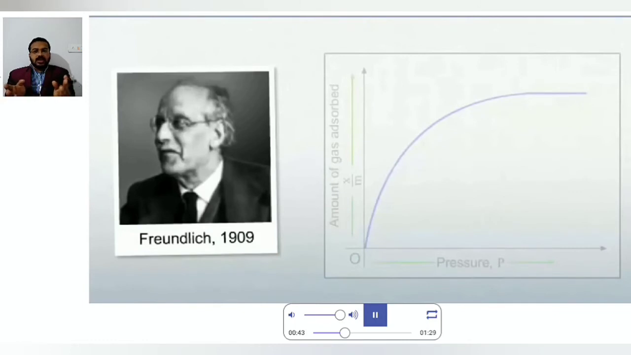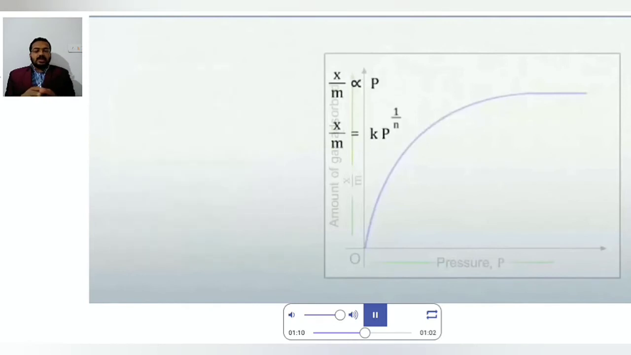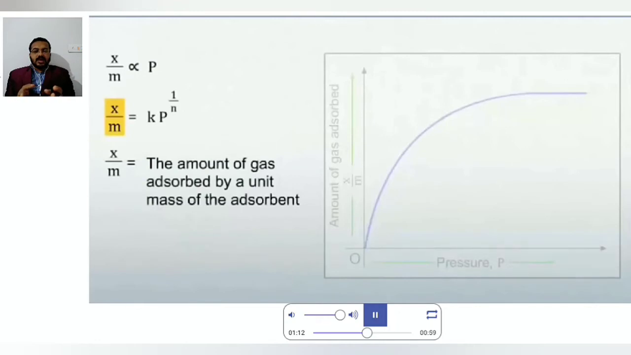We know the relationship is x/m = kp^(1/n). He found that the extent of adsorption, that is x/m, is proportional to p, where x is the amount of gas adsorbed and m is the mass of the adsorbent. This extent of adsorption is directly related to pressure in that chamber. After removing the proportionality sign, we get x/m = kp^(1/n), where k and n are constants which are related with the nature of the gas. The value x/m represents the amount of gas adsorbed by a unit mass of the adsorbent. n and k are constants.